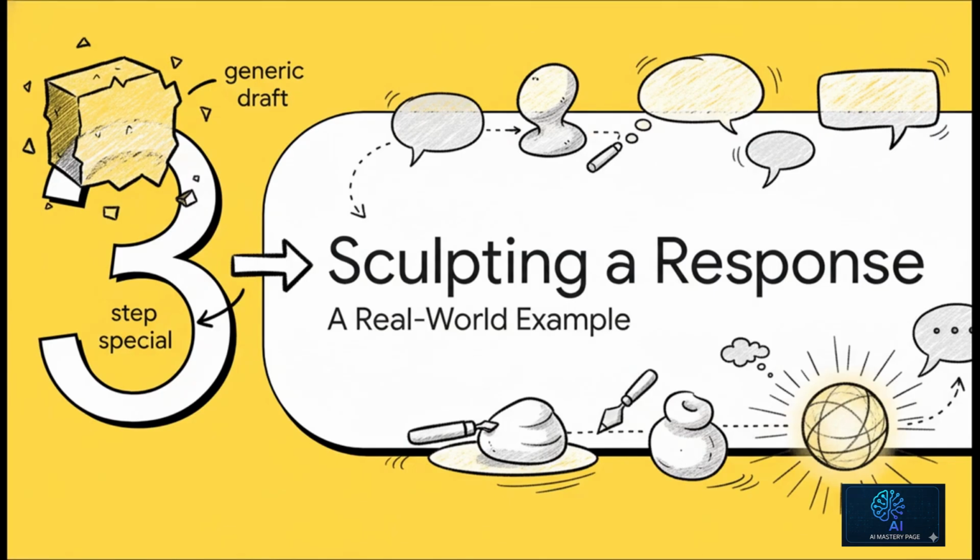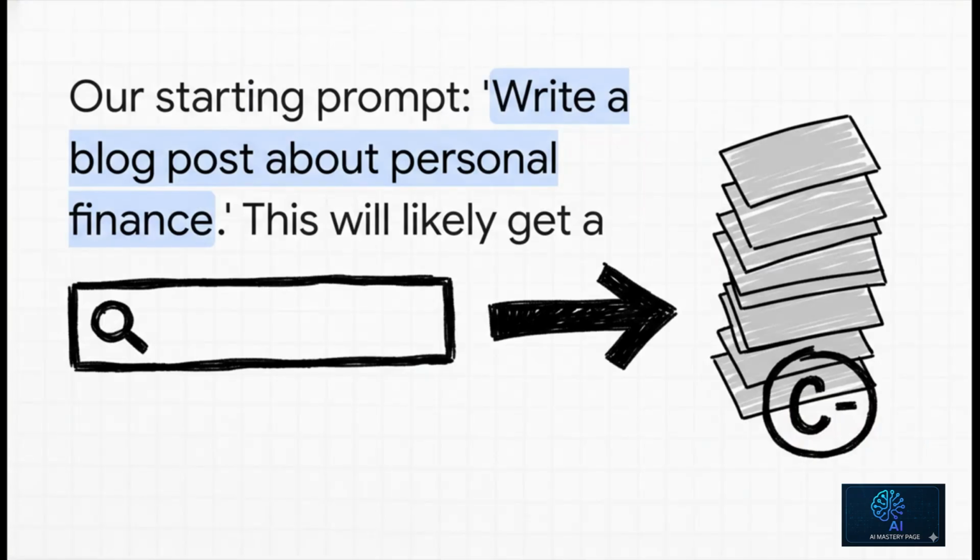Okay, theory is great, but let's see how this actually works in practice. We're going to take a really generic draft and step-by-step sculpt it into something pretty special. So we'll start with this super basic wide-open prompt. Honestly, a prompt like this is almost guaranteed to give you back a generic, totally forgettable list of tips. This is our classic C- starting point.